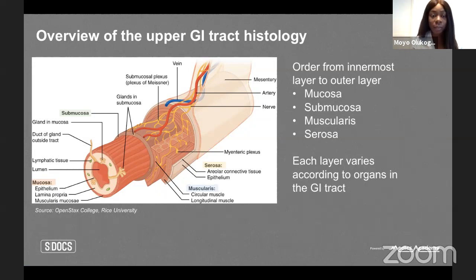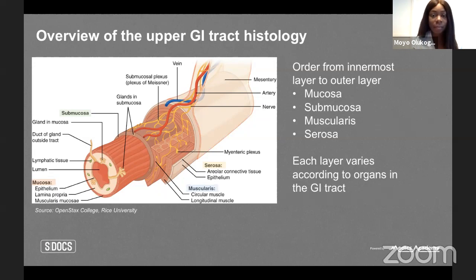The next layer, which surrounds the mucosa, is the submucosa, which you can see here in brown. It contains different glands which secrete things like enzymes. These pass through the duct into the mucosa and the lumen. Also, blood and lymphatic vessels are found in the submucosa, and it's innervated by the submucosal plexus.